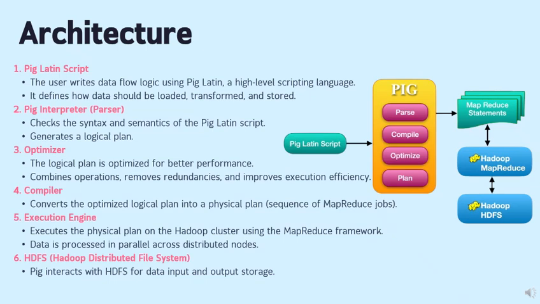Then Hadoop Distributed File System, that is HDFS. Finally, Pig interacts with HDFS for reading inputs and saving outputs. So from a single Pig script, Pig goes through these 6 layers and ends up executing complex MapReduce logic automatically. That's what makes it so powerful.